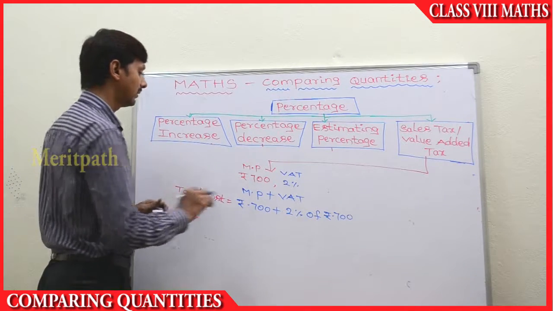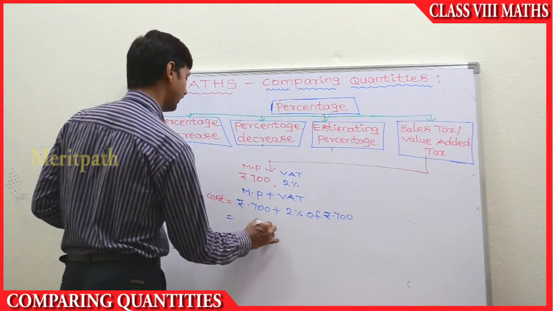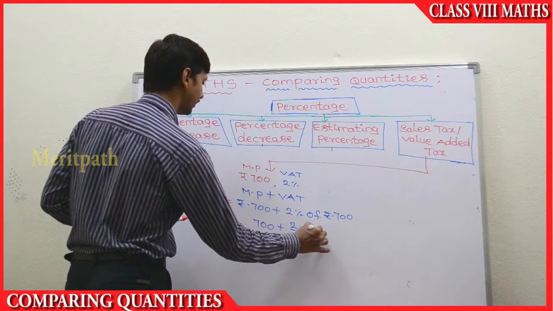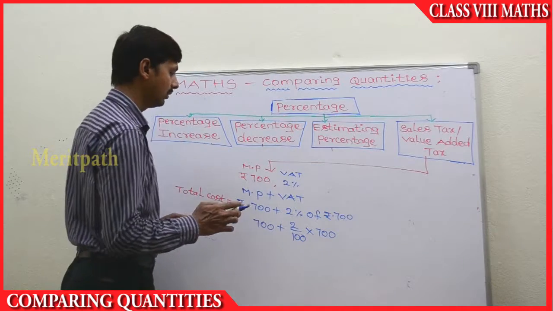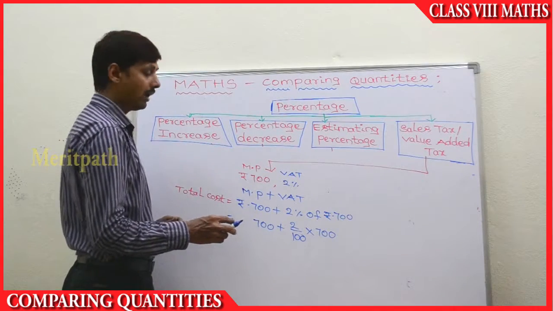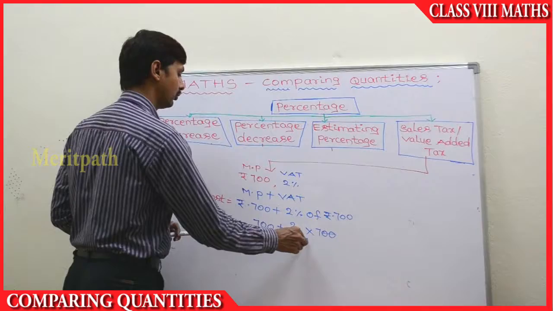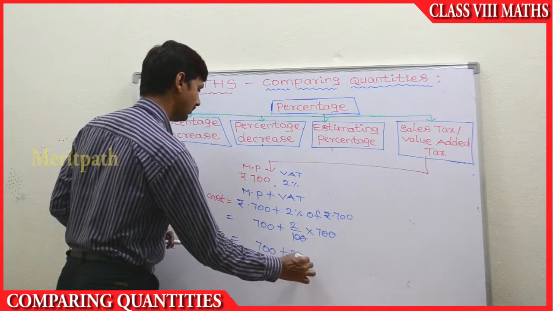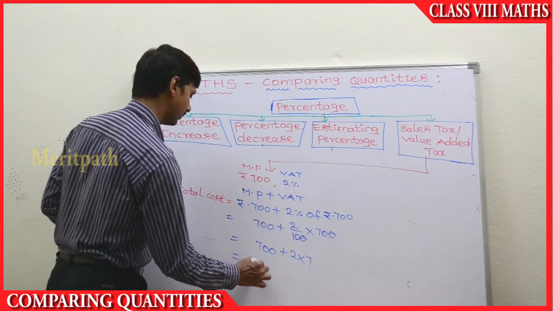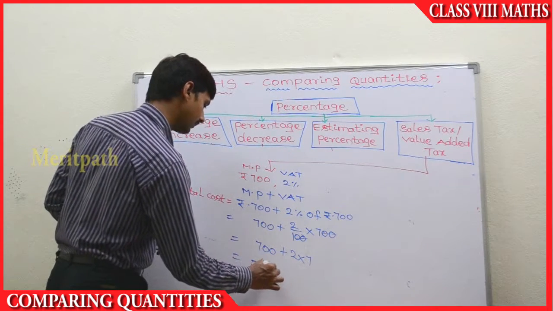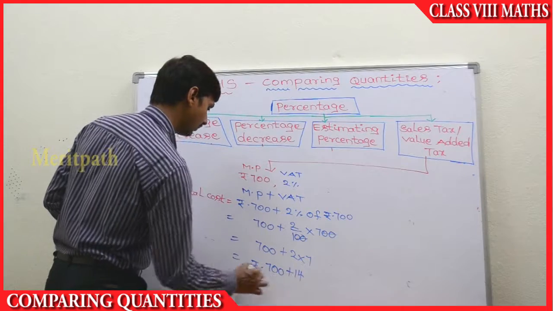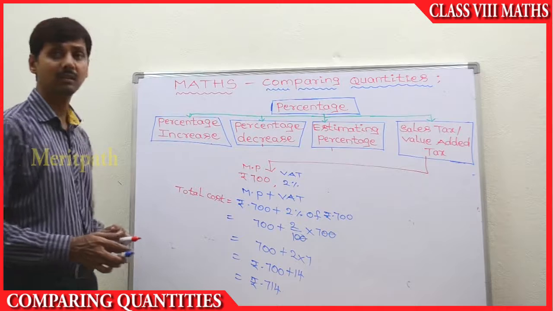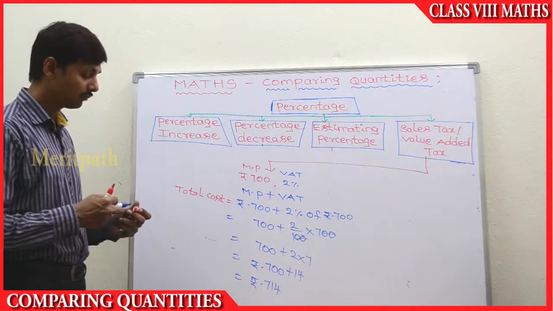So this is 700 rupees and 2% is, as we know, calculated out of 100, into 700. The two zeros will be cancelled. So 700 plus 2 into 7, so this is 700 plus 14. So that is 714 rupees. So the cost of that item is 714 rupees.